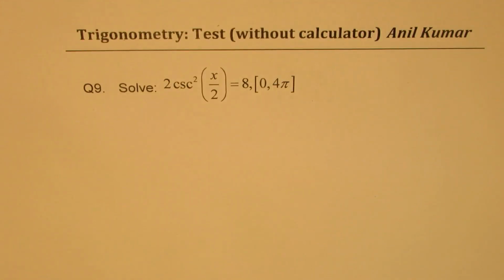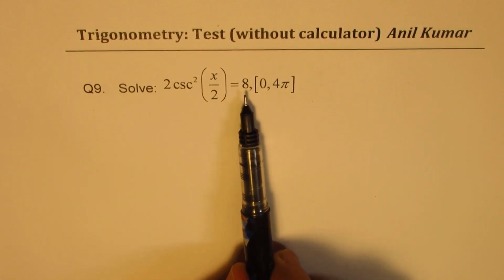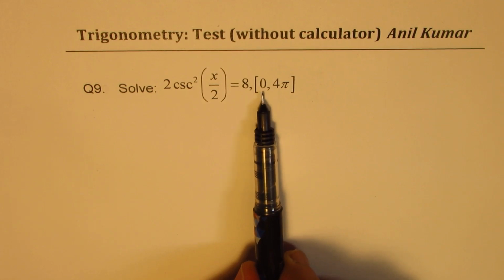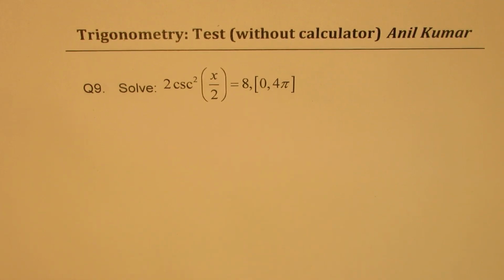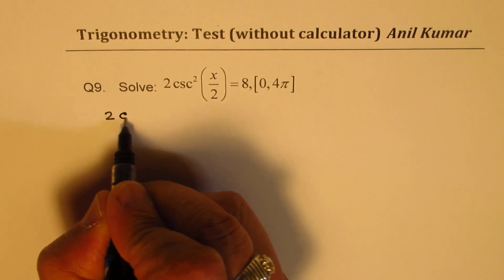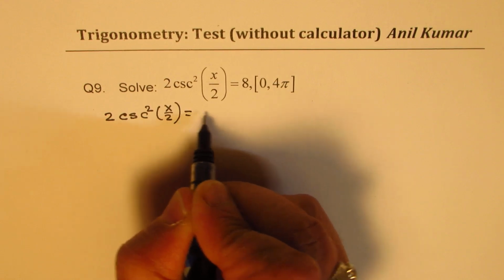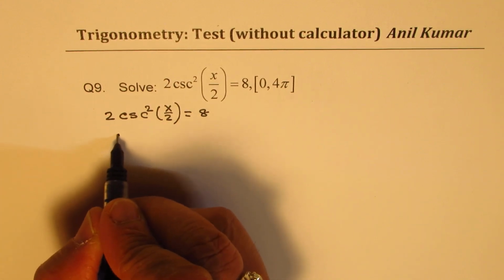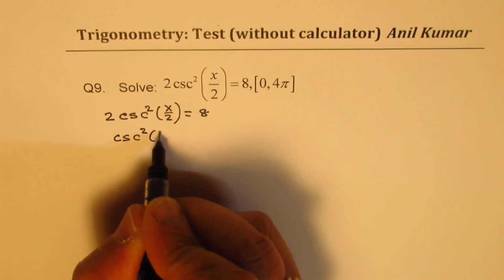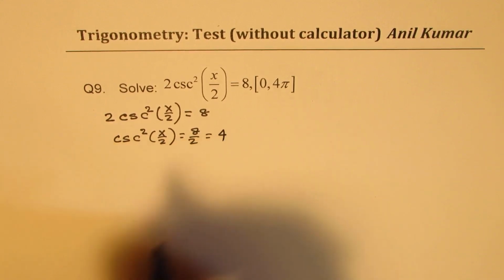Now let's move on and take the next question, which is 2 cosecant square x by 2 equals to 8, and this time it is from 0 to 4 pi. Okay, so let me rewrite: cosecant square x by 2 equals to 8 over 2, which is 4.